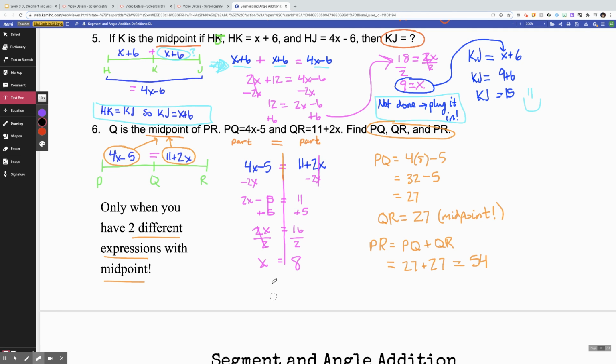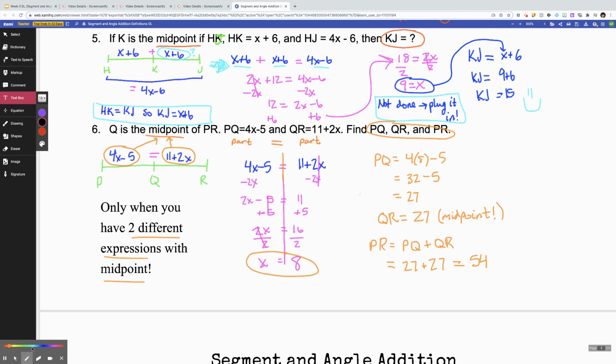Okay, so that's why I did it this way this time, just to show you another way that you can go through and solve these if you want. So I did minus 2x on both sides, and then I did plus 5 on both sides. So then I got 2x equals 16 and divided and got x is equal to 8. But again, we're not done, because if you go back up to the actual question, it was find PQ, QR, and PR. So I have to plug in what I got for x into PQ and QR.